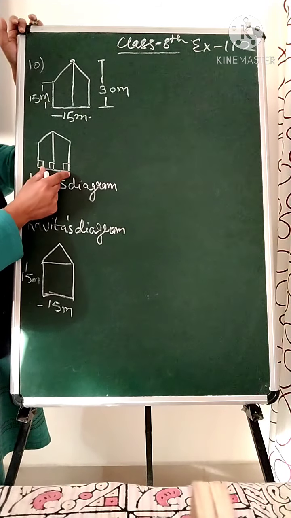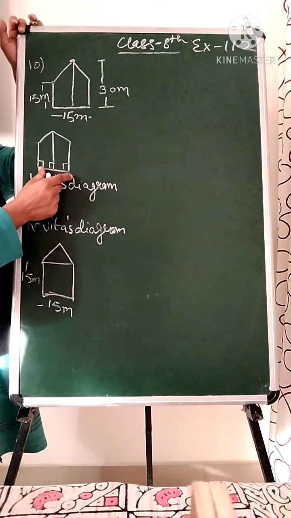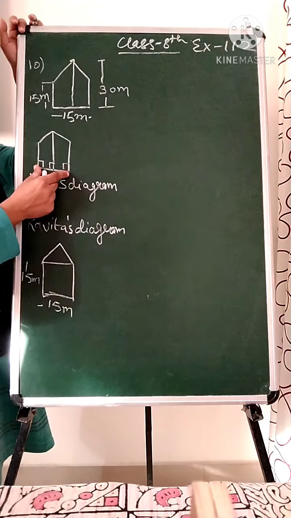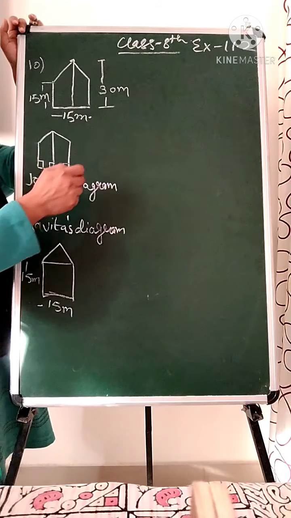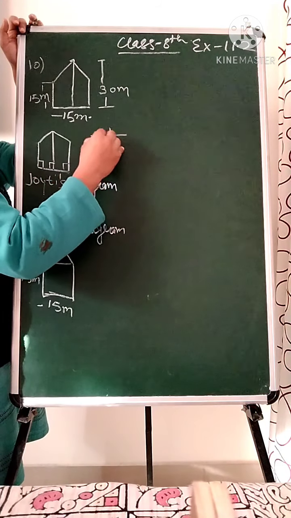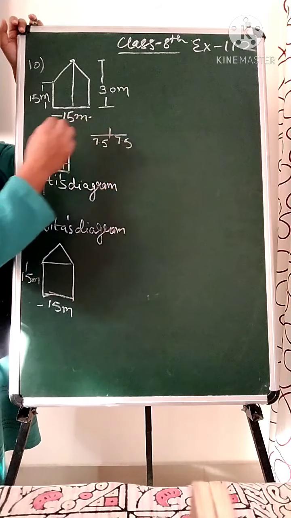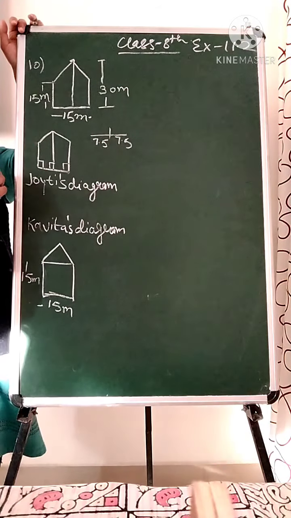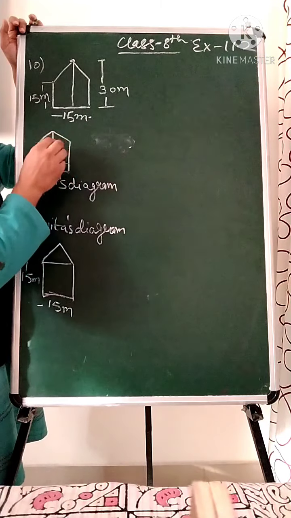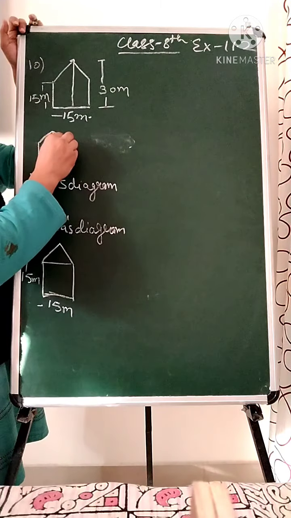We know that this distance is 15 meter. Clear? Jyoti has divided the trapezium into two equal parts. So the half length is 7.5. What is the half of 15? It's 7.5 and 7.5. Is it clear? Now region 1 and region 2.